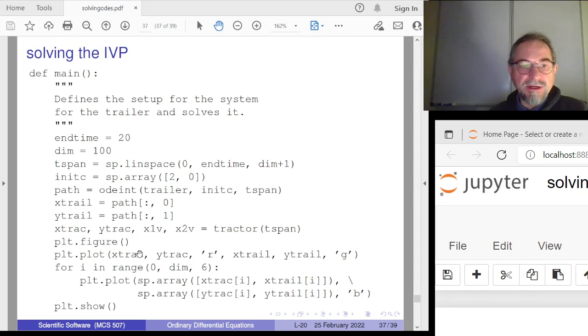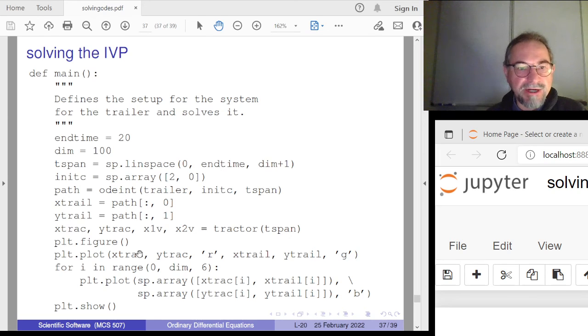Okay, so then we have to solve it. So we call the ODEint. To make the drawing, I'm actually also running the function tractor on the time span. So in some sense it's a little bit overkill, because we now compute the trajectory of the tractor twice. It was once called in the trailer, but the ODEint will essentially only return the coordinates of the path of the trailer.